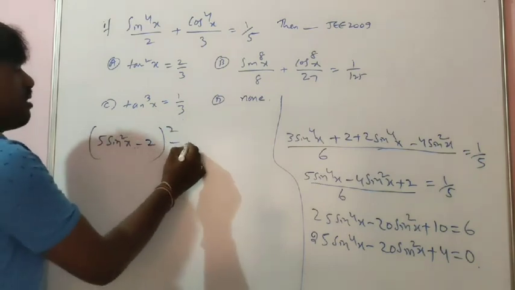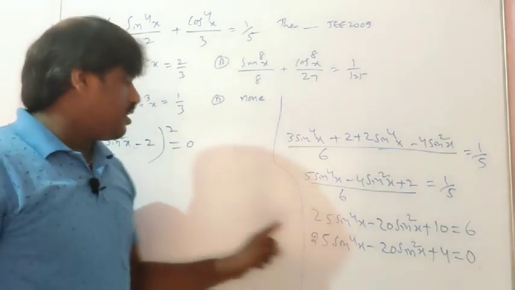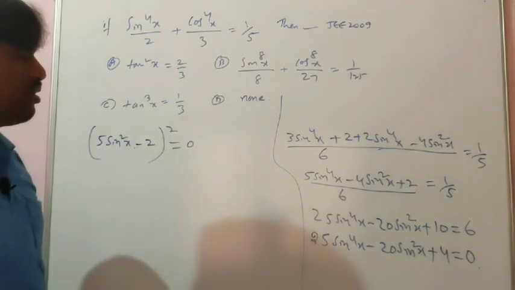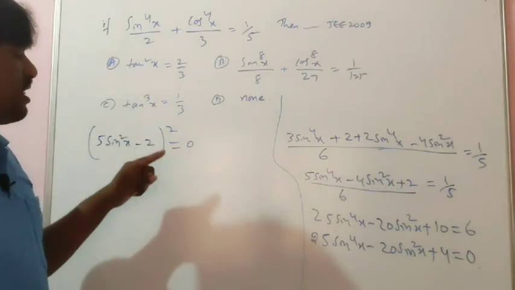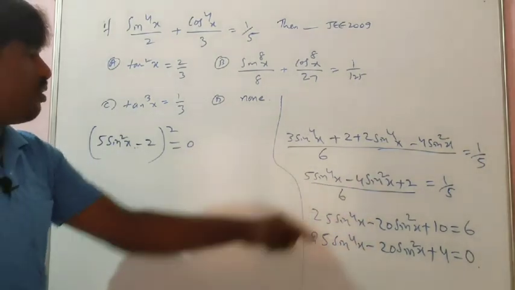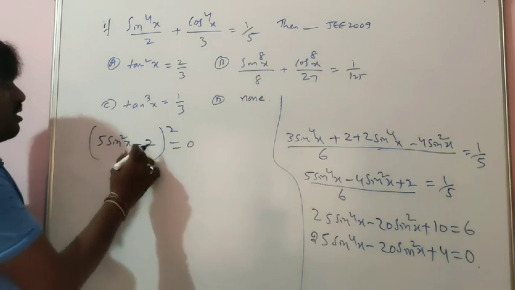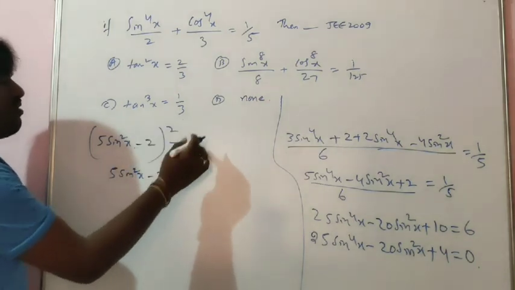Just look here, the (a minus b) whole square formula appears. You can expand this and you get the same thing, so it looks like the (a minus b) whole square formula. So the whole thing is converted like this: 5 sin square x minus 2 is equal to square root of 0, which is 0.